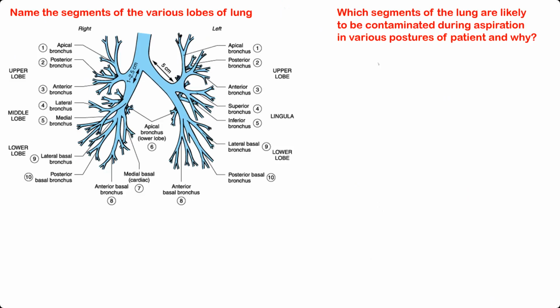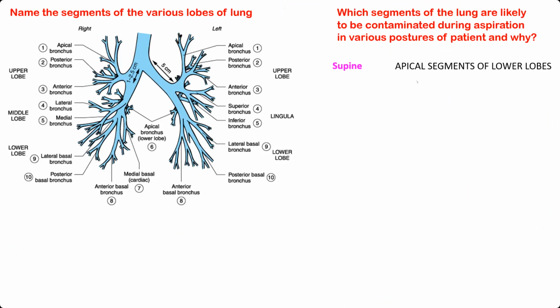The segments of the lung are contaminated during aspiration in various postures. That is the common question they will ask you in the exam. If a patient is sitting, lying, prone, or in lateral posture, which particular segments of the lung can have an aspiration problem? That is a common question. In the supine position, which one do you think will get contaminated if the patient does not have a proper cough reflex, especially ICU patients, and you give an oral feed and they aspirate? Which portion of the lung will be contaminated with the aspirate?